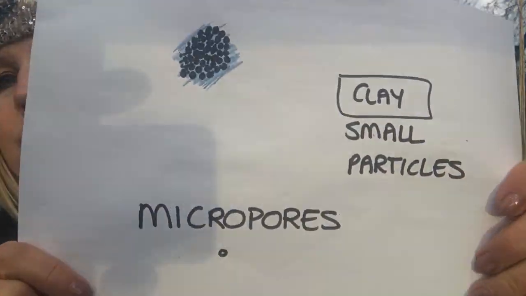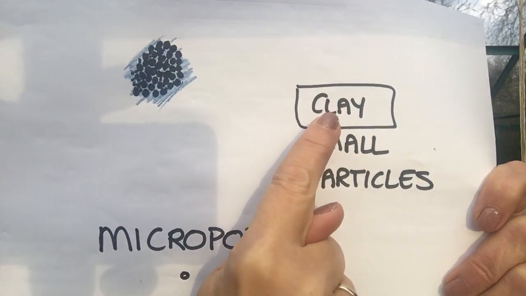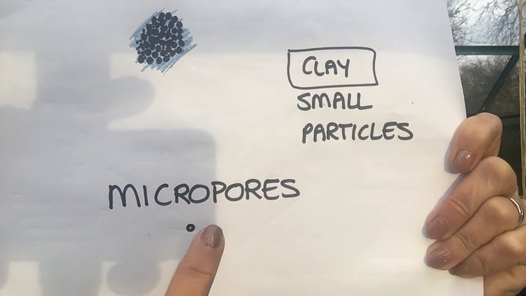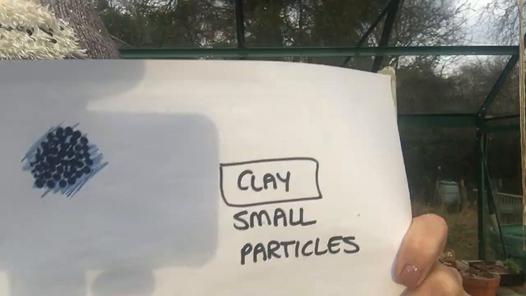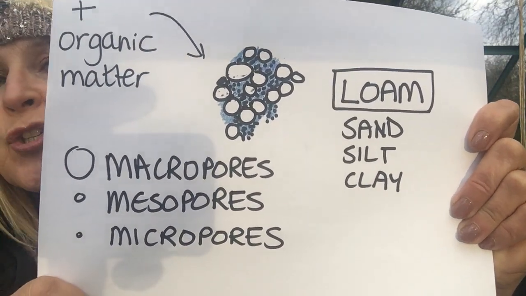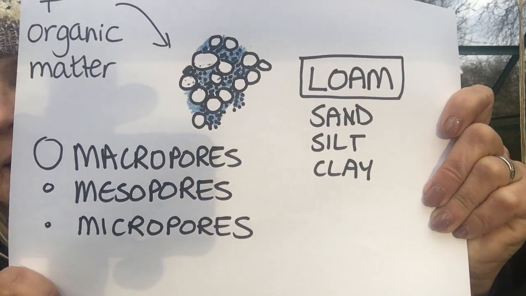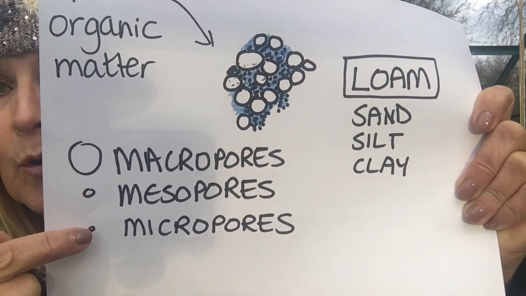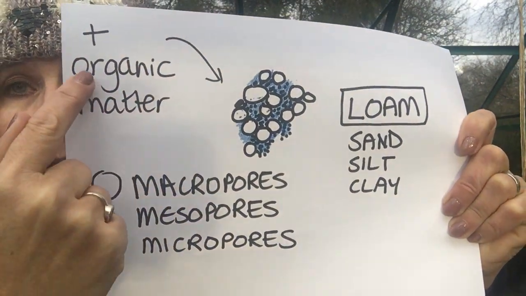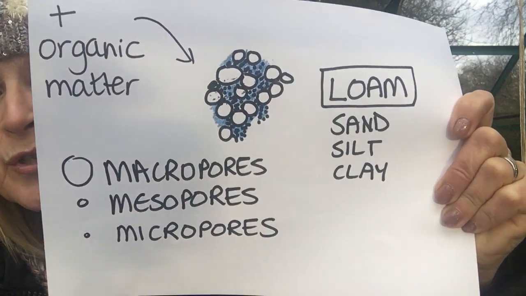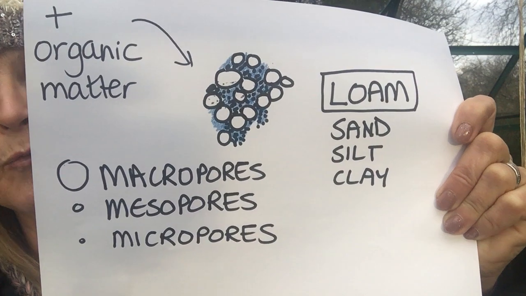Then our smallest rock particles are our clay particles, which have very tiny pore spaces which can fill with water, and these are called micropores. These are really small. So most soils, in the UK anyway, will be made up of a mixture of sand, silt and clay. And so there will be a mixture of macropores, mesopores and micropores. And there will also be some organic matter in there as well, which will also contribute to different sizes of pore spaces.